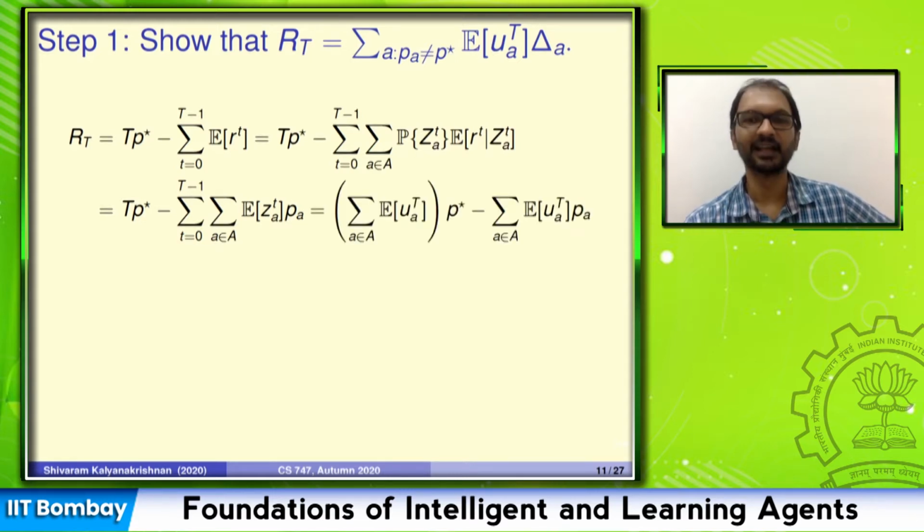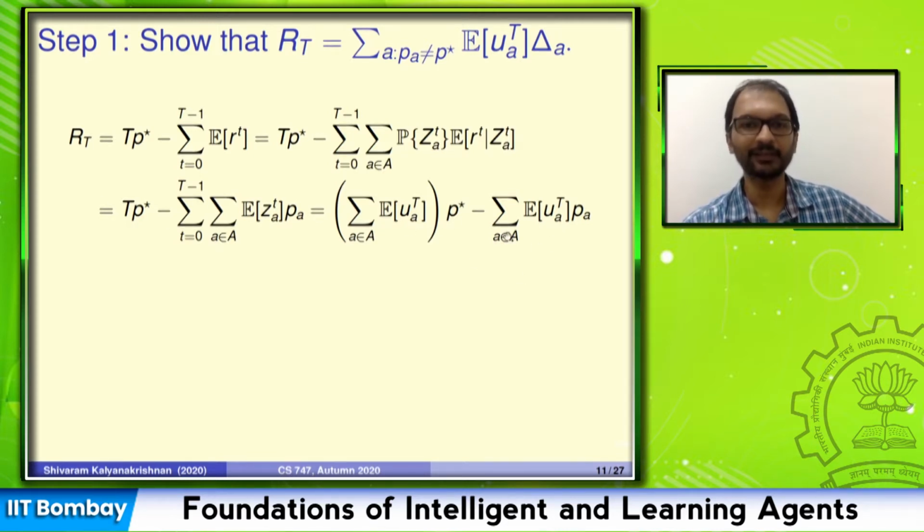What's happening next? I'm doing something to both the first term as well as the second term. The first term was T times P star. But you'll agree with me that T can also be written as the sum of the UTAs for all the arms. If you add up how many times each arm got pulled, whether in expectation or not, in fact you don't even need the expectation here, that quantity is going to be T. So I'm just replacing T by the sum of the number of pulls of each arm.